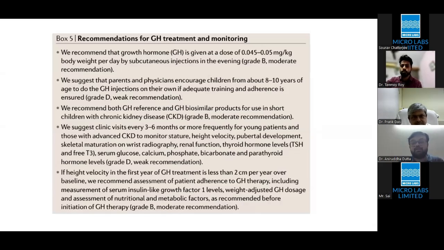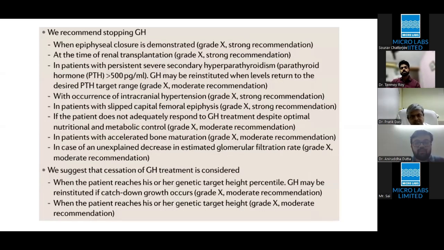And the dosage is usually 0.45 to 0.5 milligram per kg per week, and the timing is usually in the evening to match the circadian rhythm. And for the duration, you have to follow up whether they are responding well. If the height velocity is less than 2 centimeter per year in the first year of growth hormone therapy, then you have to cross-check for adherence and whether there are other metabolic or nutritional factors hindering the response to growth hormone therapy.